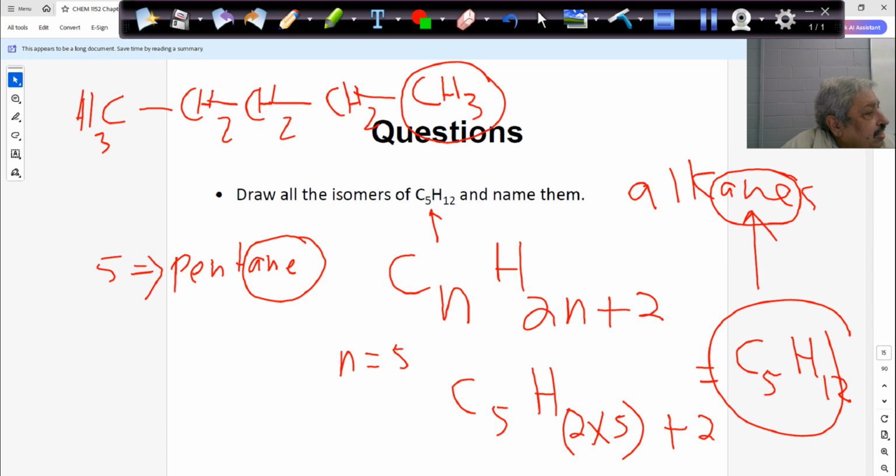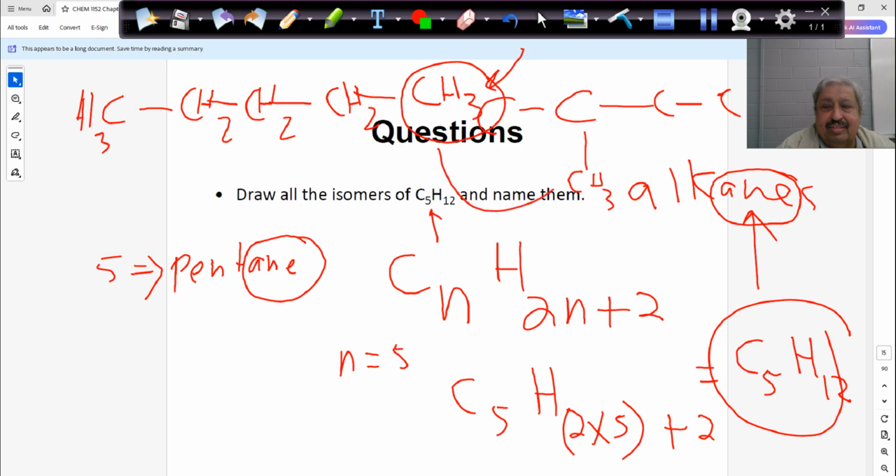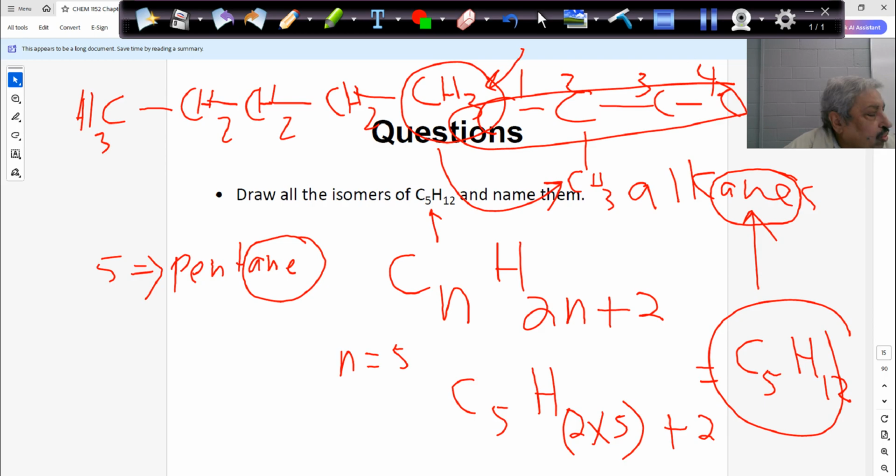So it's always trial and error to see how many isomers you will have. So I can do 1, 2, 3, 4, and one will stick here. That's another. I took this methyl here, and then let it stick on number 2. That's 1, 2, 3, 4. This is no longer pentane. The long chain is butane, 4. And this sticking here in the second will be 2-methyl butane. So the name of this isomer is 2-methyl butane.